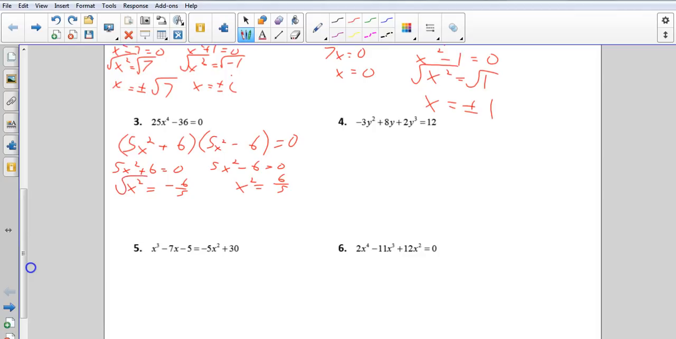Now I take the square root of both sides, which leaves me with x equals, I need plus or minus always, I need the i to take care of the negative, square root of 6 over 5. x equals plus or minus square root of 6 over 5.